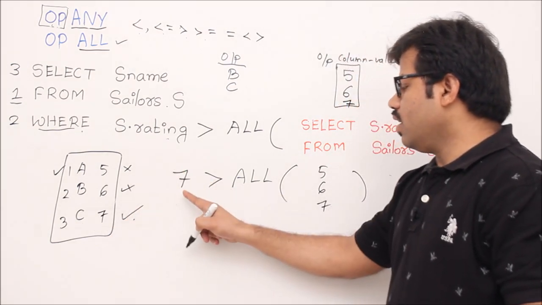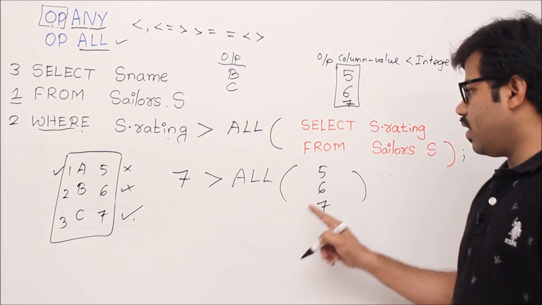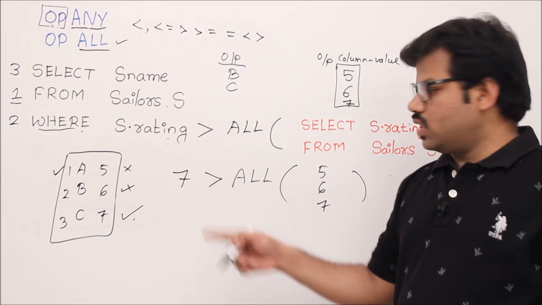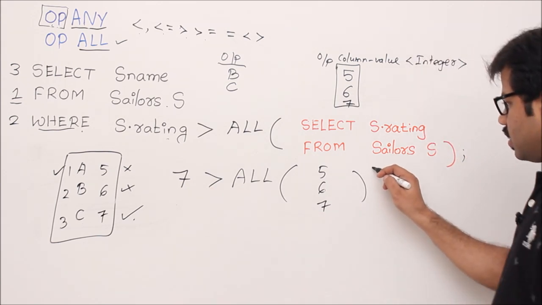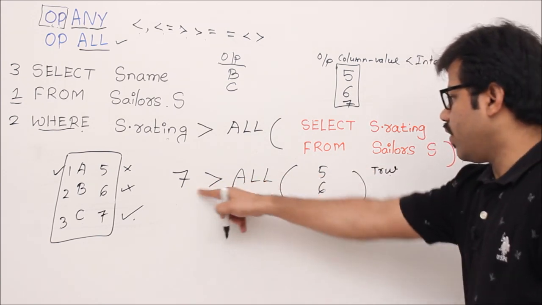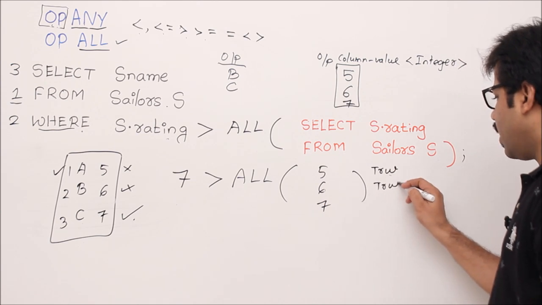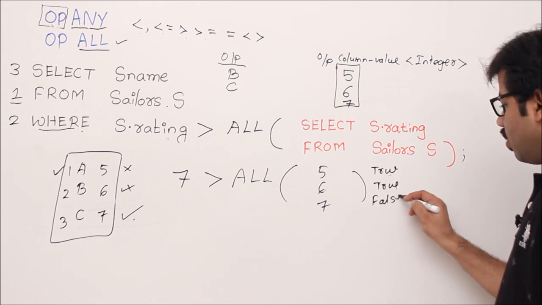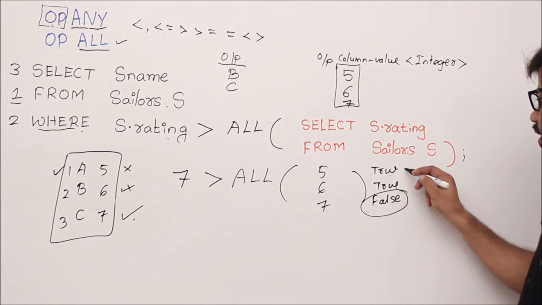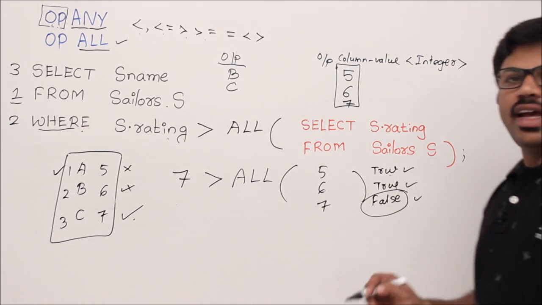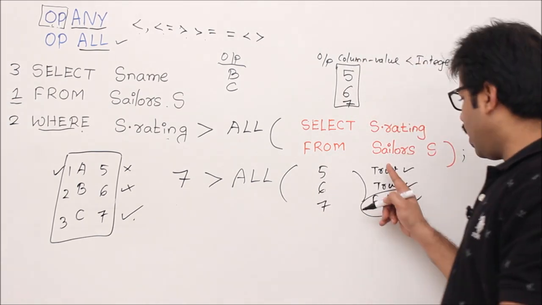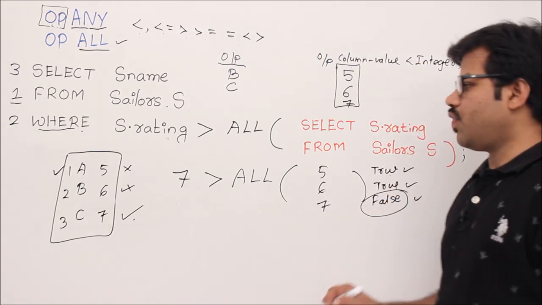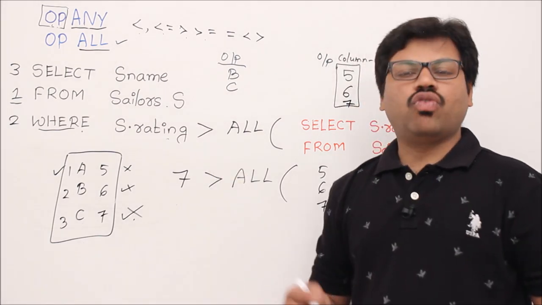S.rating 7. 7 greater than all of 5, 6, 7. 7 greater than 5 true. 7 greater than 6 true. 7 greater than 7, let me write the results. 7 greater than 5 true. 7 greater than 6 true. 7 greater than 7 false. But for me I should always get true, true, true. Then only I say the where condition is evaluated to true. Now here it is not true every time, right? That's why the where condition is evaluated to false.